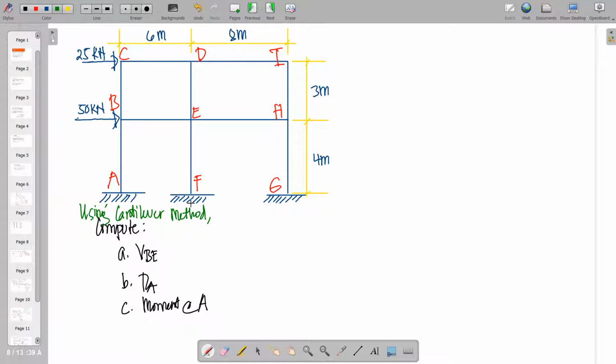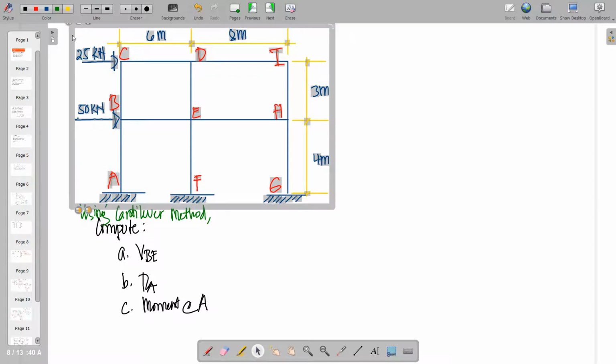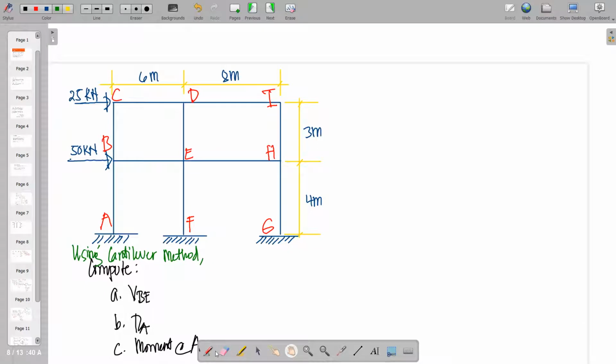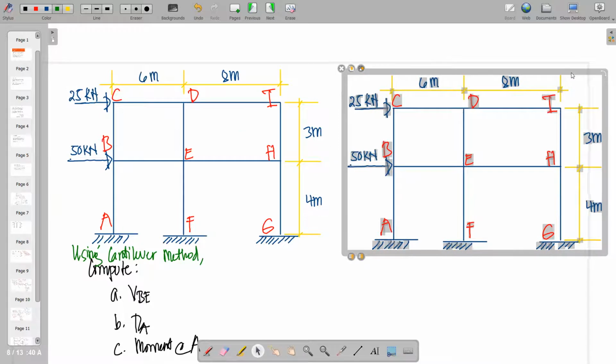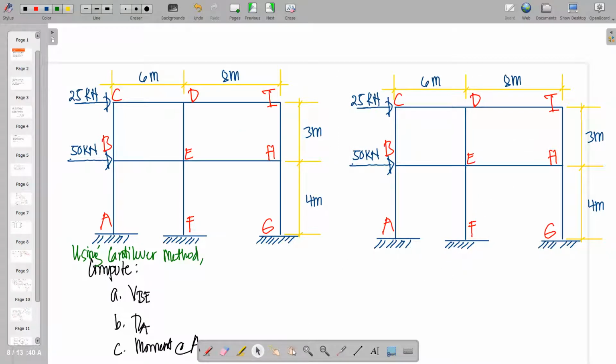So first, this frame is no longer symmetrical. So the first step is to locate the center of gravity of all of the columns. Okay, center of gravity. To do that, we first have a reference line. Say I'll just draw a line here as our reference line.